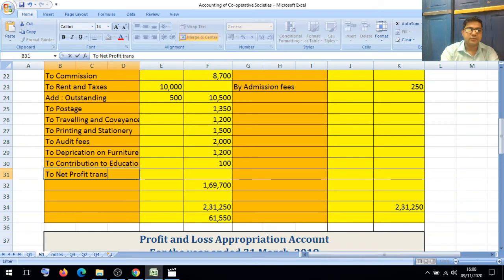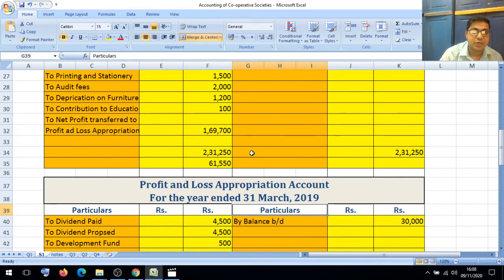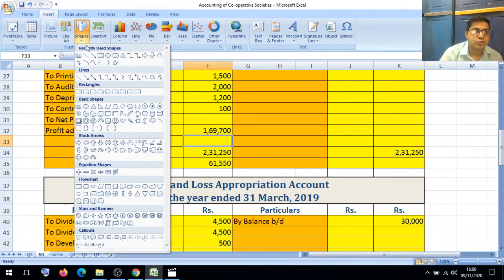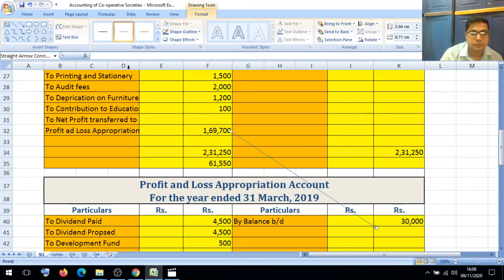and it is transferred to, where is it transferred? To the profit and loss appropriation account. Once it is transferred to the profit and loss appropriation account, again the same things we have to consider. It is shown on the credit side of the profit and loss appropriation account. It was a debit side. Whenever we post it, it is recorded on exactly the opposite side.